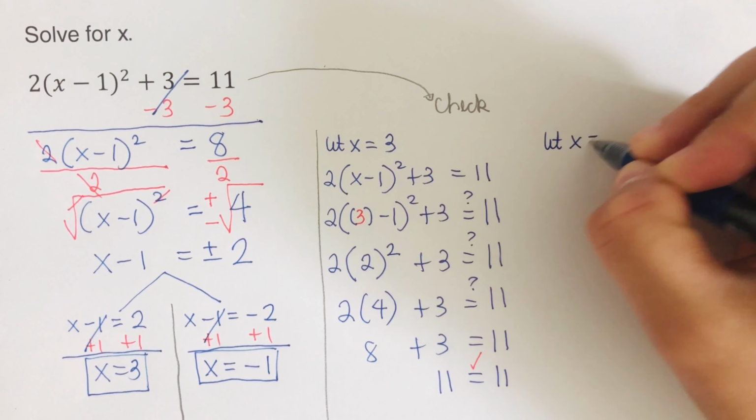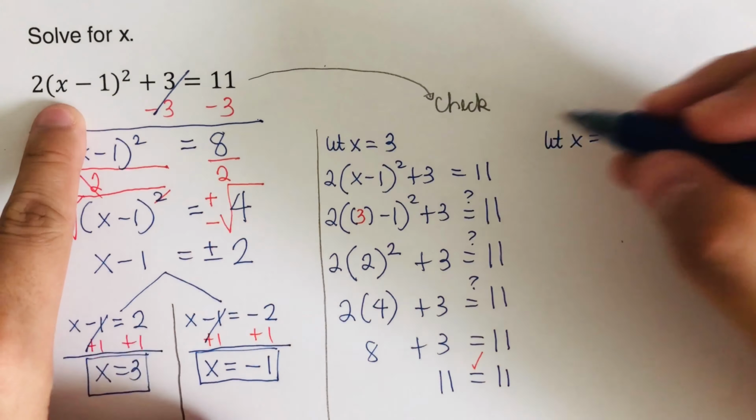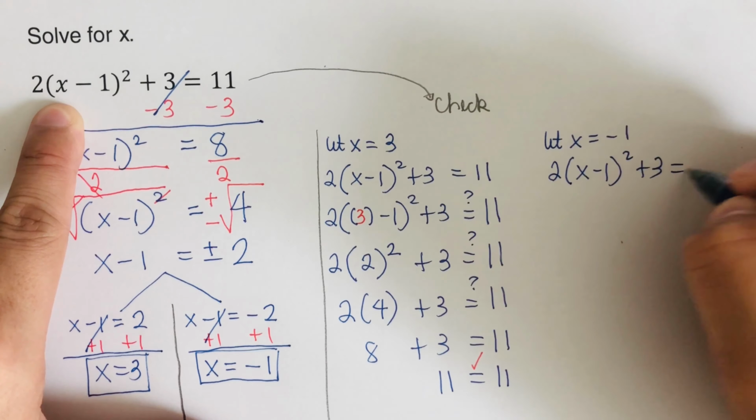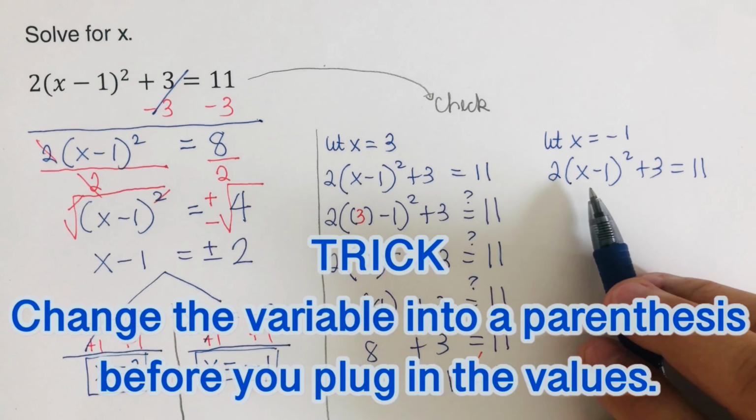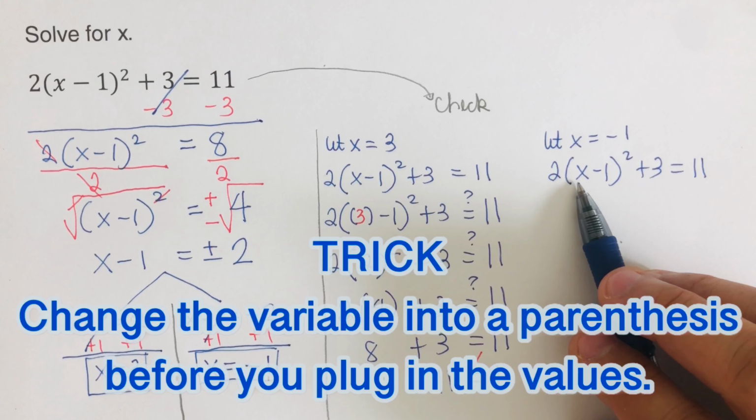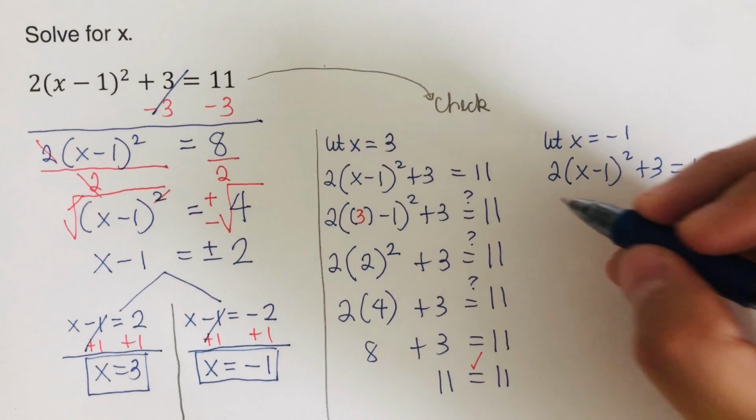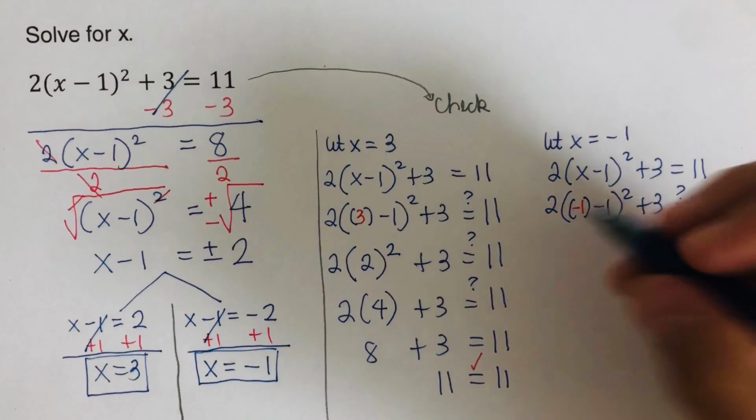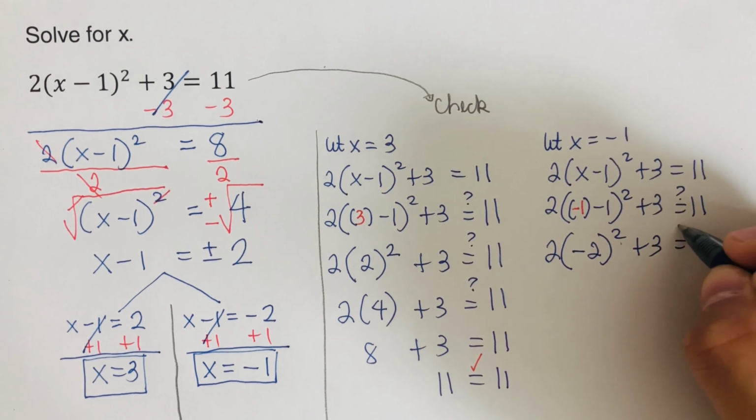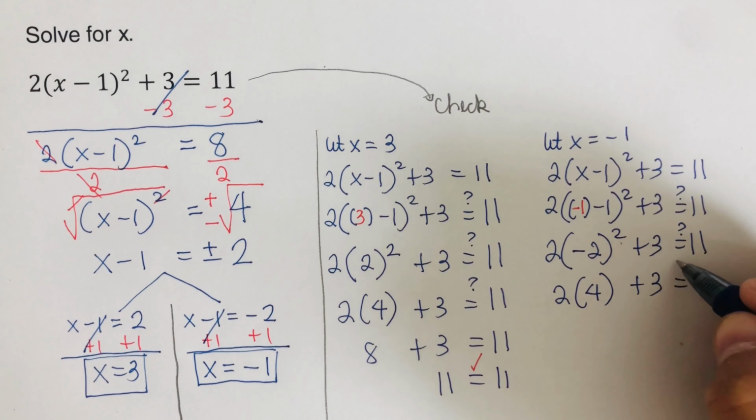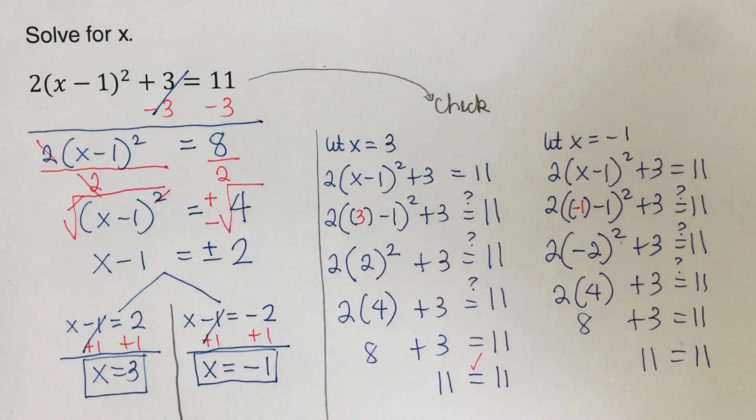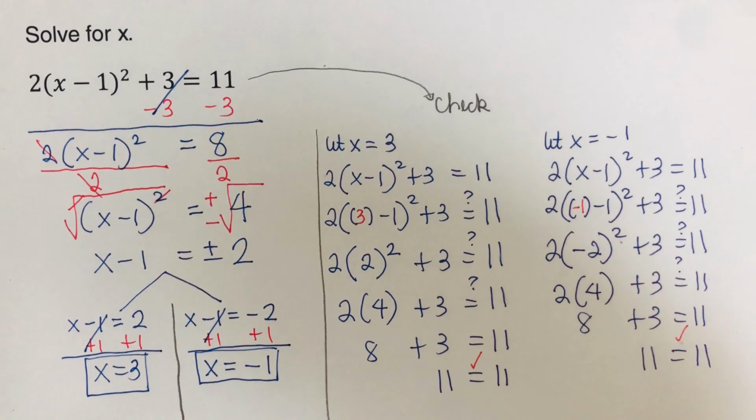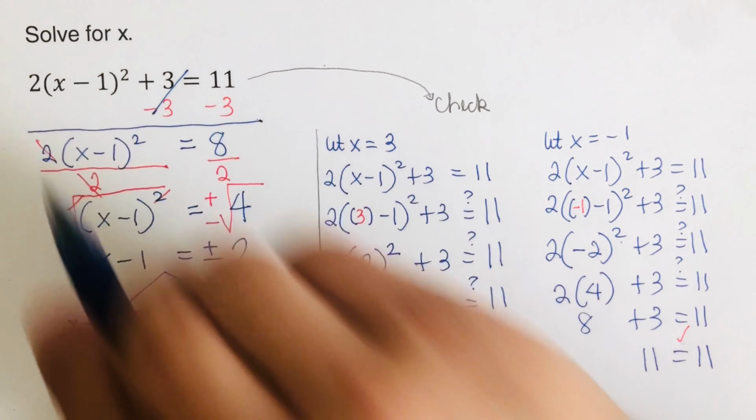So we let x is equal to negative 1, and then we write the original equation right there. So 2 parentheses x minus 1 squared plus 3 equals 11. Again, the trick is to change this variable into parentheses before we plug in the values. So then we go ahead and change this to parentheses and do the math. As you can see here, 11 is equal to 11, which means that x is equals negative 1 is a solution to this equation right there.